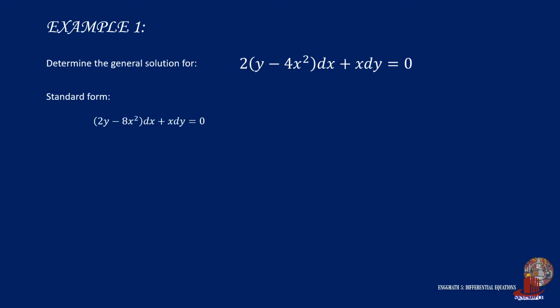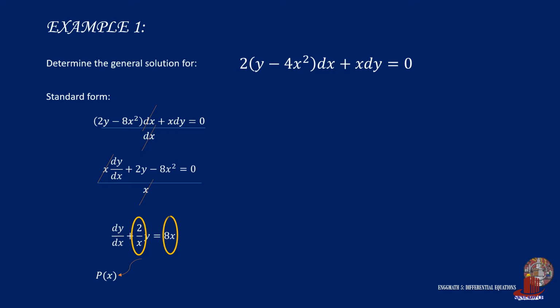Let's try dividing everything by dx to make dy all over dx. The first term will cancel out dx, and the second term will absorb it as the denominator. And in order to align the equation to this standard form, divide it again with the coefficient of the derivative, and that is x. So the simplified format turns out as dy all over dx plus 2 all over x times y is equal to 8x. And from here, we can identify 2 all over x as p and 8x as q. It is noted that such terms are of x.